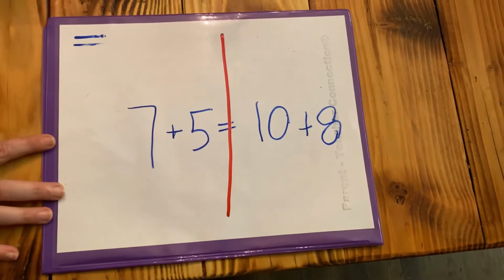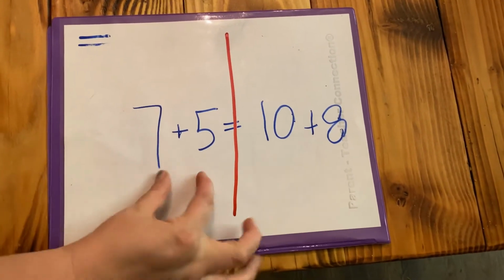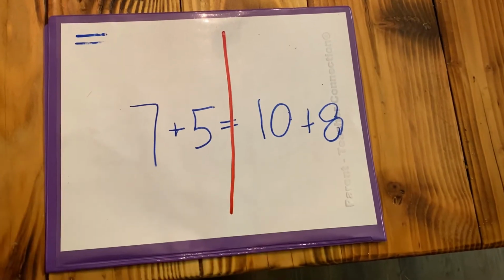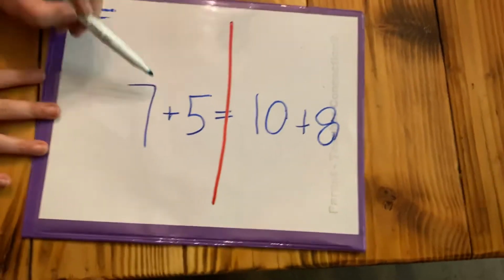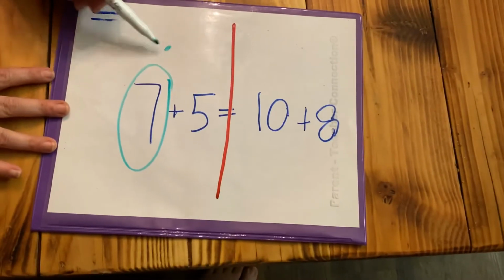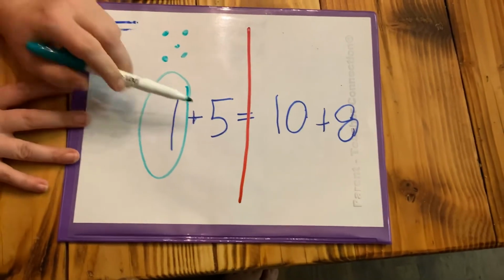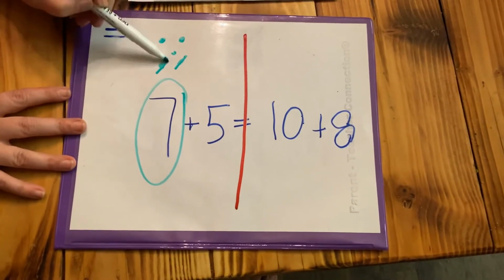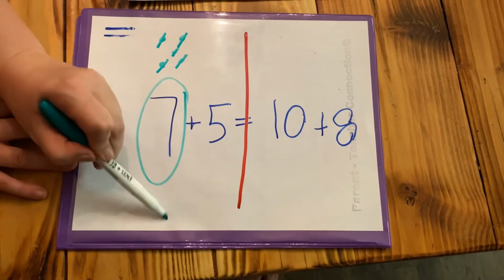Split my equal sign. Now we do have 2 equations on both sides again, so we're going to solve both of them. I circle my 7 and I add my 5. So 7, 8, 9, 10, 11, 12.